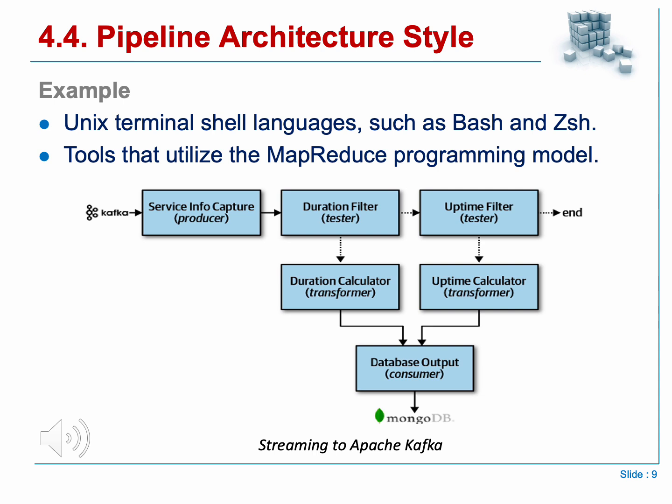To illustrate how the pipeline architecture can be used, consider the following illustration, where various service telemetry information is sent from services via streaming to Apache Kafka. The service info capture filter, a producer filter, subscribes to the Kafka topic and receives service information. It then sends this captured data to a tester filter called duration filter to determine whether the data captured from Kafka is related to the duration, in milliseconds, of the service request.